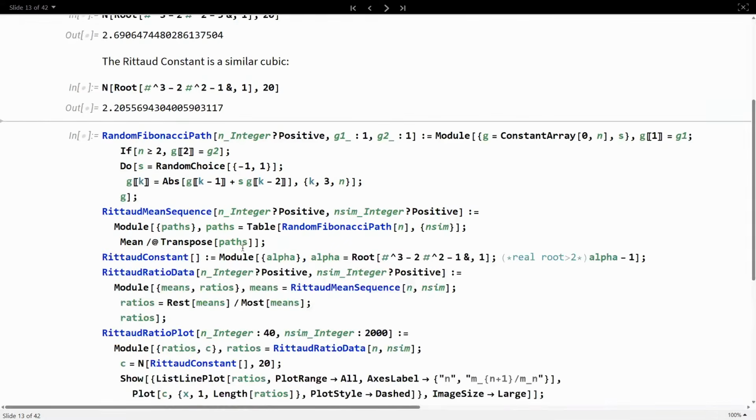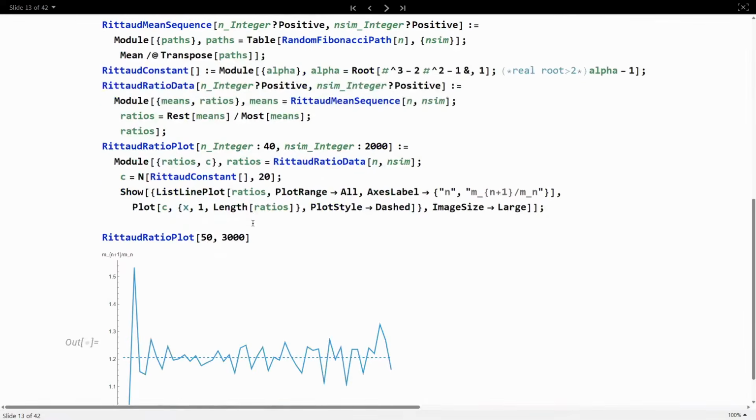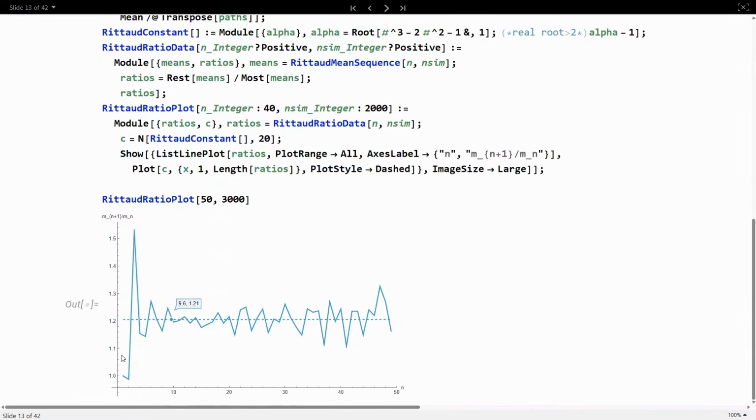Well, it turns out that this constant is a way of looking at random Fibonacci paths. And when you plot it out, here's a random Fibonacci path that hovers around the Rotund constant.